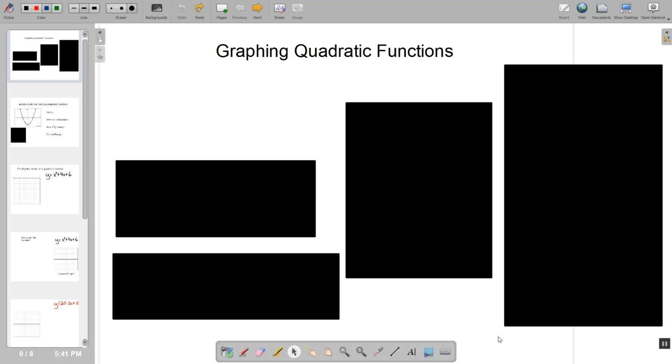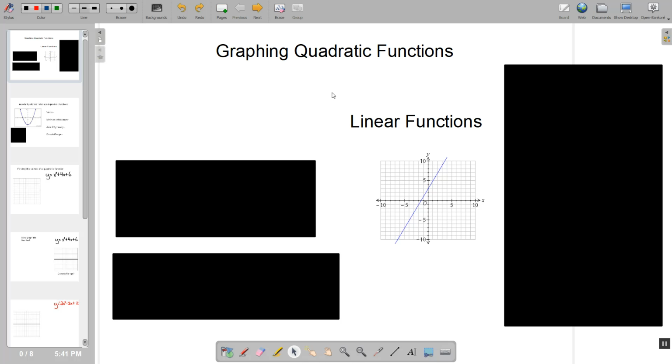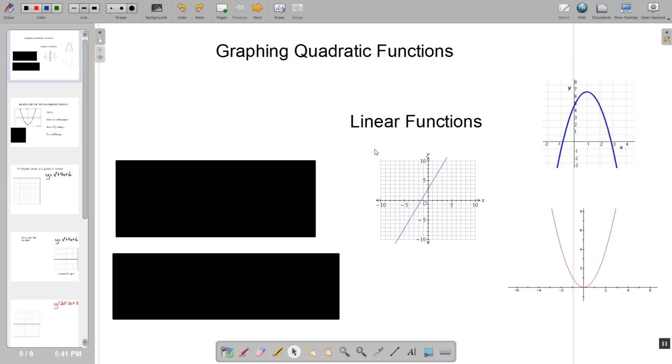This video is going to cover graphing quadratic functions. We've graphed a lot of functions over the course of the year, but the truth is most of them have been linear functions, or lines. A quadratic function, if we think about things that are not linear, most of the time we're going to see something like this. We call this either a parabola or a quadratic function.